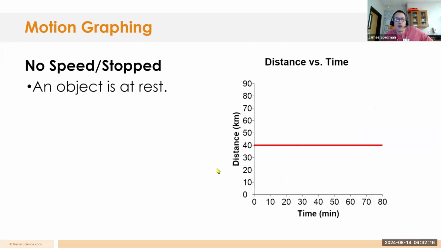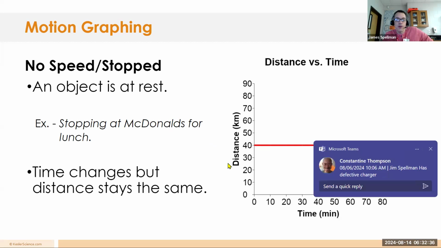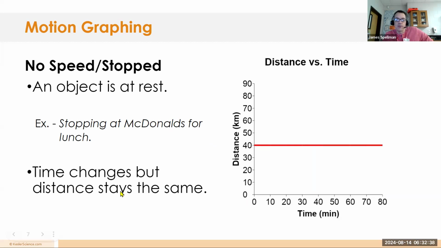So a couple of things to point out. If you have a flat line like this, that's completely straight, but it's also flat, this is an object, for example, in this picture, this object is staying at 40 kilometers. And if it's staying at 40 kilometers, then it's not moving. A flat line on this graph is indicating that there's no motion at all. The object's at rest because we're not going forward, we're not going backward. So time is changing, but the distance is staying the same. So flat line equals no motion on this graph, not the next one we're going to look at.